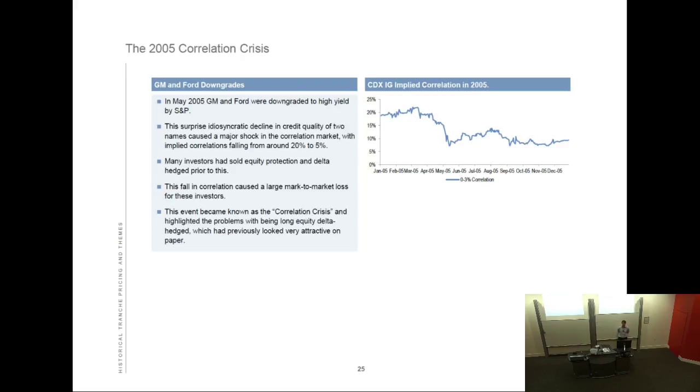That was triggered by downgrades to General Motors and Ford. They were downgraded to high yield, I think in close succession or maybe even simultaneously. And that caused a big shock to tranches and a big repricing, because the market had actually been quite strong, and people were very heavily exposed to equity tranches because of the strong economy.